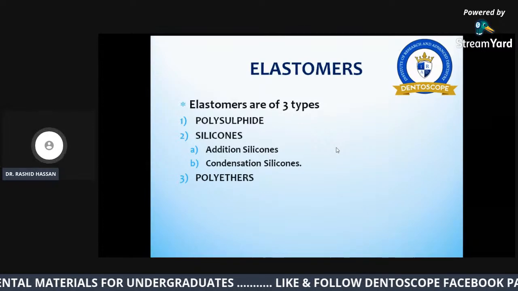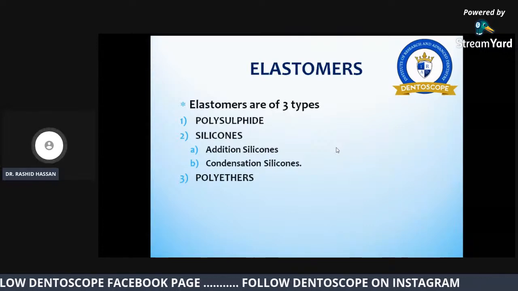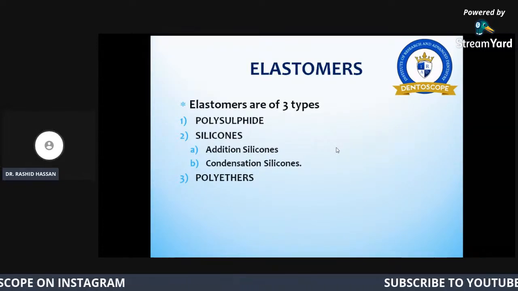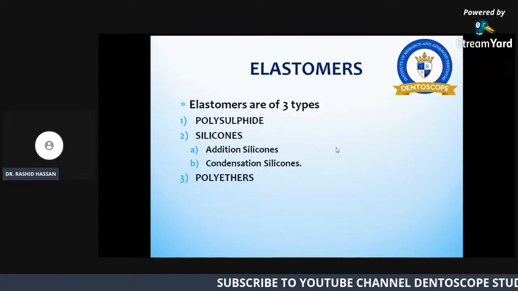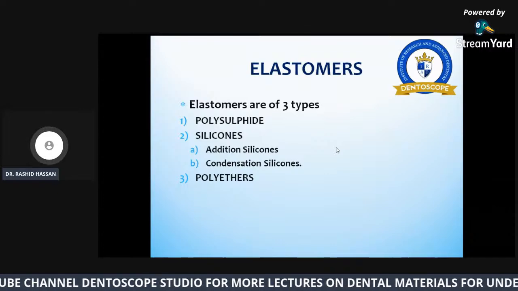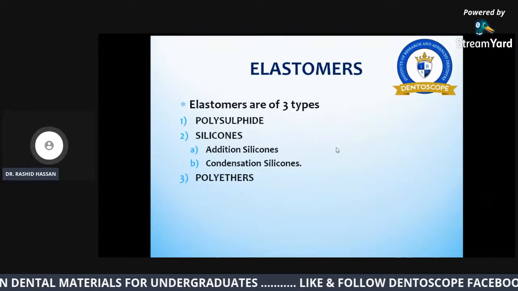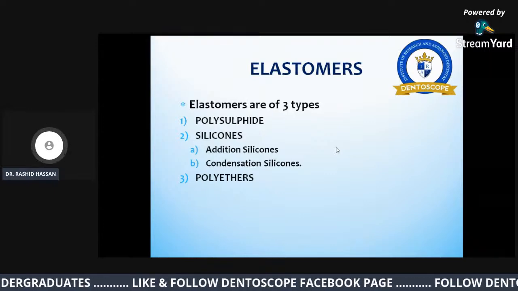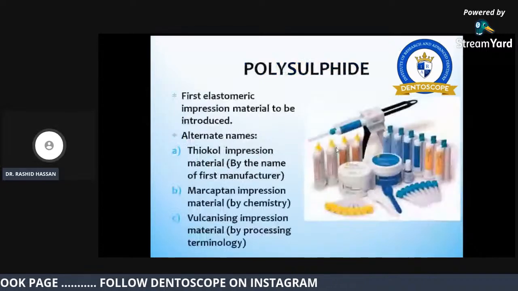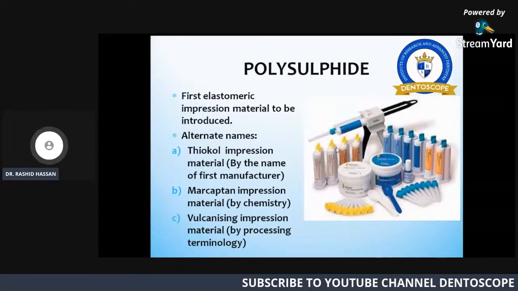The elastomers. The elastomers are of three types: polysulfide, silicons, and polyethers. The silicons are divided into two subtypes, addition silicon and condensation silicon, depending upon the polymerization reaction they go through. Obviously, as the name indicates, the addition silicons undergo the addition polymerization reaction, and the condensation silicones undergo condensation polymerization reaction. So let's go through these elastomers one by one.